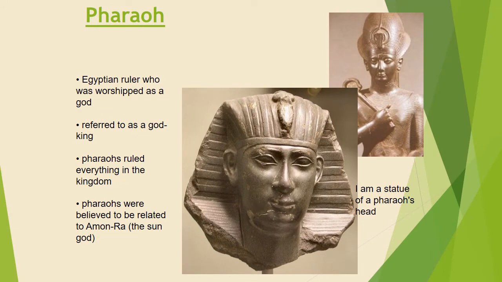Now presenting the great Pharaoh. A pharaoh is an Egyptian ruler who was worshipped as a god and was referred to as a god king. Pharaohs ruled everything in the kingdom. Pharaohs were believed to be related to Amun-Ra, the sun god.